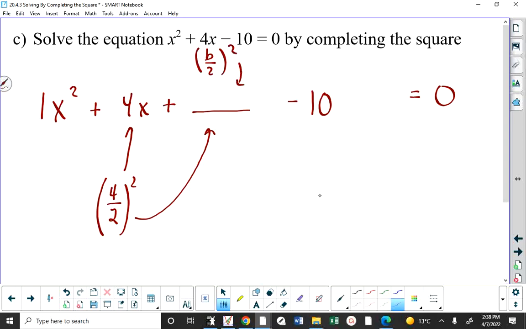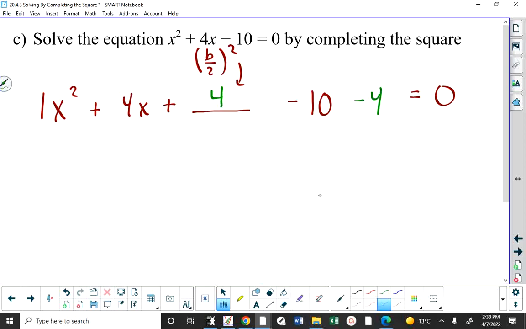So I take 4 and I divide by 2 and I get 2. I square it and get 4, and then I have to subtract 4. Because if I add 4 to the left side, I got to take it away from the left side to keep it in balance. And that means in completed square form, this is x plus 2 squared minus 14 equals 0.